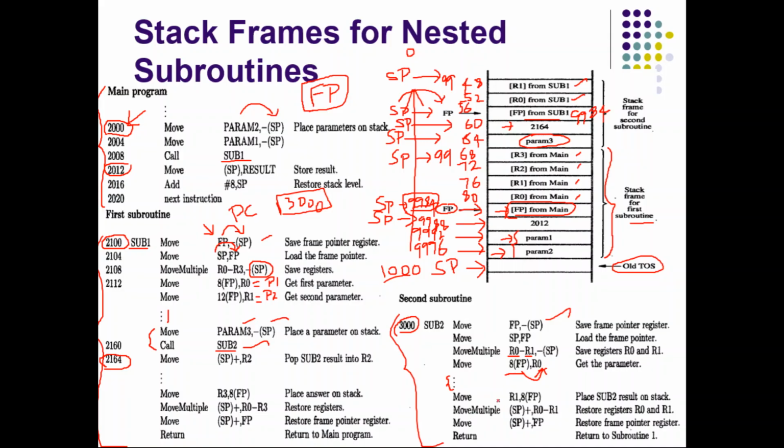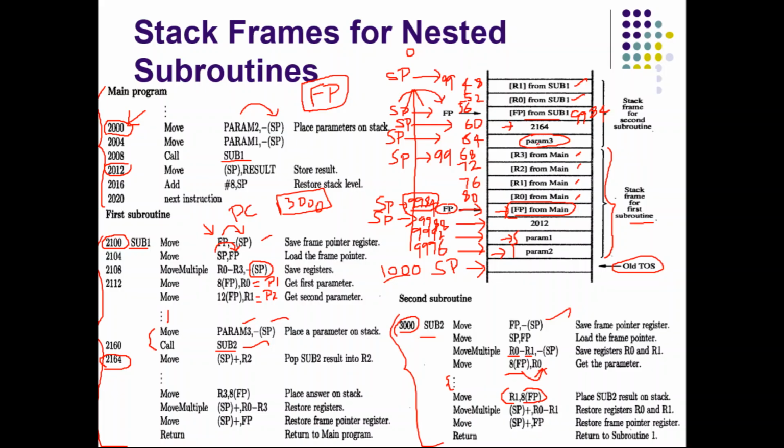So what we are doing, move r1 comma 8 of fp. Here we assume that subroutine 2 is called for some purpose, and its result is available in the register r1. That we are placing in which location? 8 of fp. What is fp? 56. 8 of fp is what? 9956 plus 8 is 64, wherever the parameter was stored.